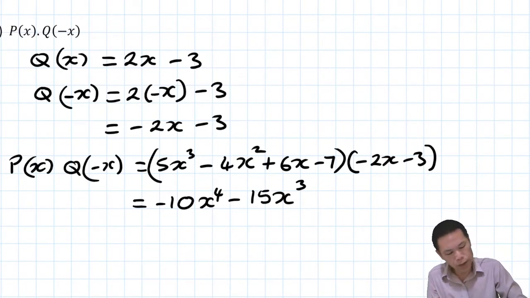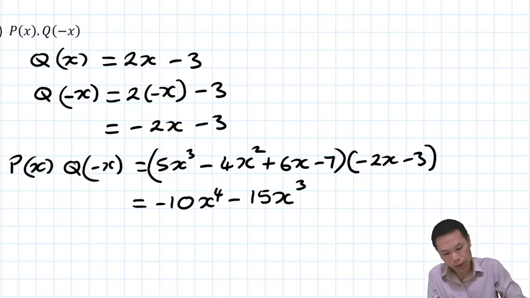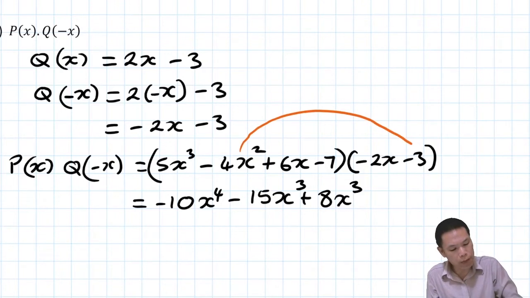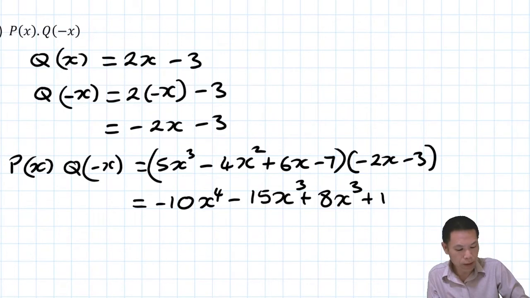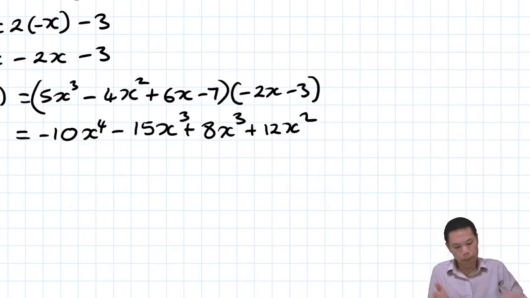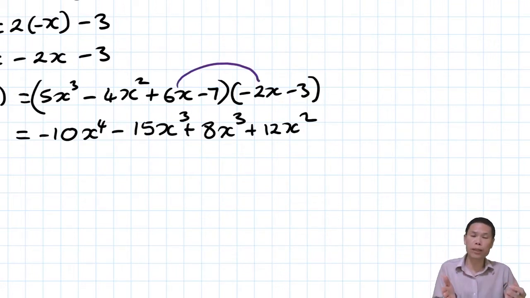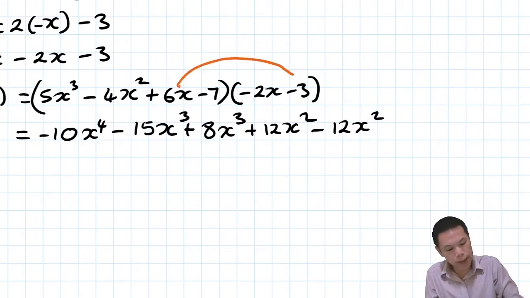Next one is minus 4x squared times negative 2x. So 4 times 2 is 8. So plus 8x to the power of 3. And then minus 4x squared times negative 3. 4 times 3 is 12. So plus 12x squared. And then we have 6x times negative 2x. So negative 12x squared. So minus 12x squared.